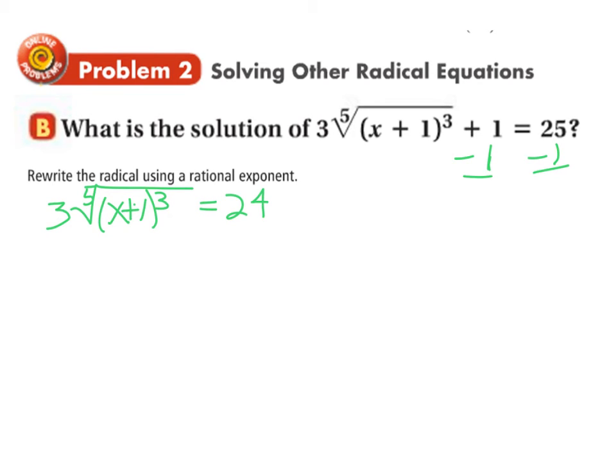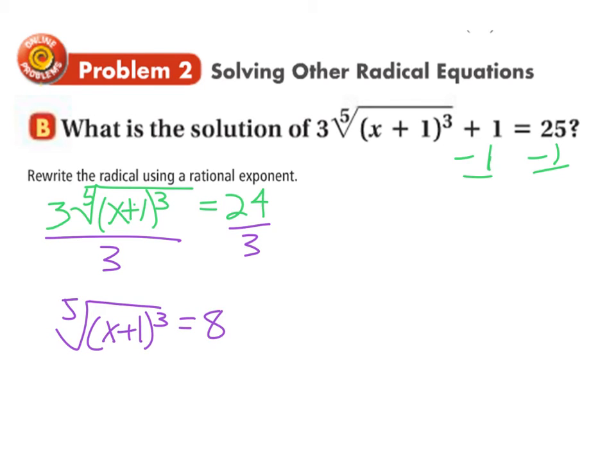Now, I'm sure you probably already figured this out, but we're going to divide by 3, and then we get the 5th root of (x plus 1) to the 3rd power, and that equals 8. Now, here is where taking the 8 to the 5th power is a bit of a pain. So what we can do instead is, remember with these parentheses, we can also think of this as the 5th root of x plus 1, all to the 3rd power.